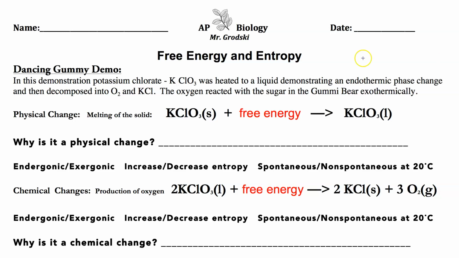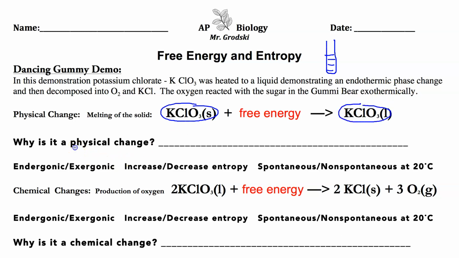So what we have is a test tube. As you remember, in that test tube we had potassium chlorate, and this was a solid, and here is the chemical formula of potassium chlorate. It's a solid, and the first thing we wanted to do is melt it. We wanted to make it into a liquid.